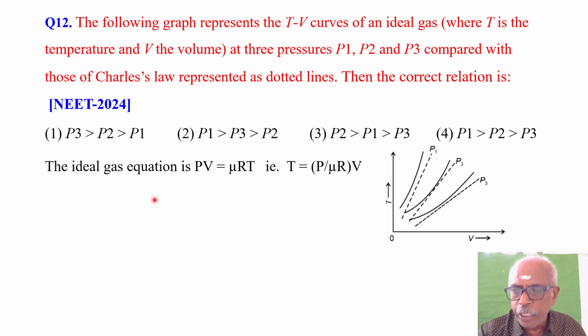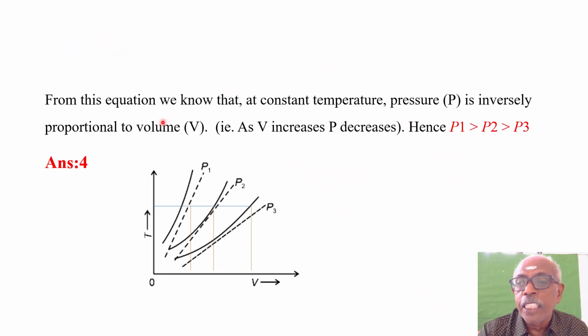The ideal gas equation that you know is PV equals mu RT. That is, T equals, bringing mu R to the other side, P divided by mu R into V. From this equation, we know that at constant temperature, pressure P is inversely proportional to volume V. So as V increases, P will decrease.